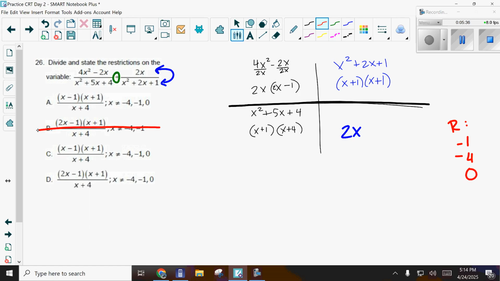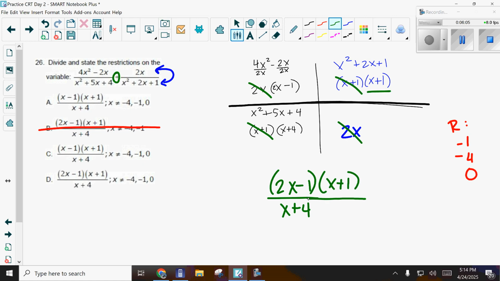So now what we're going to do is we're going to try to cancel if we can. We're going to cancel all the matching stuff. Parentheses with parentheses, non-parentheses with non-parentheses. So I see a 2x and a 2x. I see an x plus 1 and an x plus 1. So it looks like we're left with a 2x minus 1 and x plus 4. 2x minus 1. Oh, I almost lost one. Sorry, we left this one off. So x plus 1. That should be our final answer. So this is number 26. The answer to number 26 looks like it's going to be B.